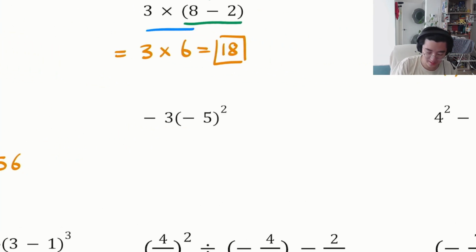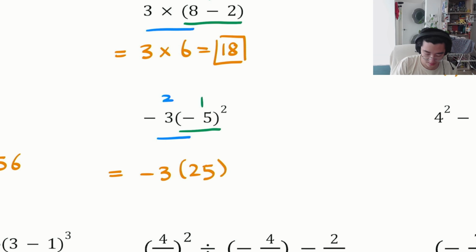And of course, as you can expect, we have negative numbers in BEDMAS. So we do exponents first here, and then we do multiplication. So we get negative 3 times 25, because negative 5 squared is positive 25. That gets us negative 75.